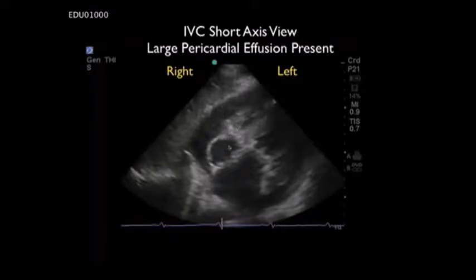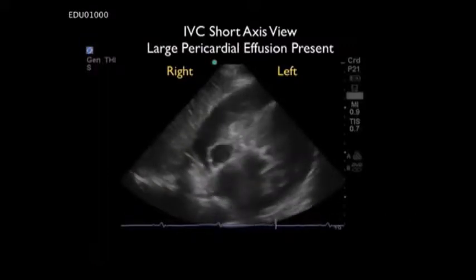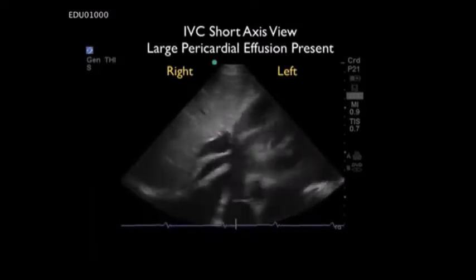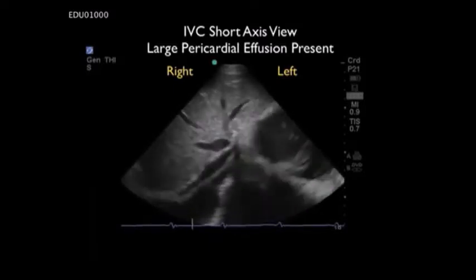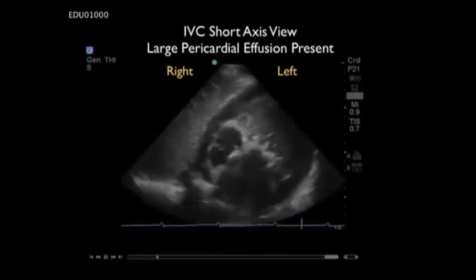This is a 4-chamber subxiphoid view. That's the right atrium, right ventricle, and left atrium. Here we see a large circumferential, dark anechoic pericardial effusion surrounding the heart. So what we'll do is we'll tilt the probe inferiorly down towards the spine, looking at the IVC as it moves away from the right atrium into the liver.